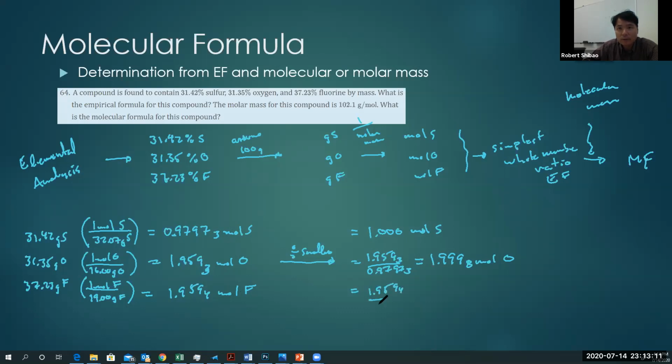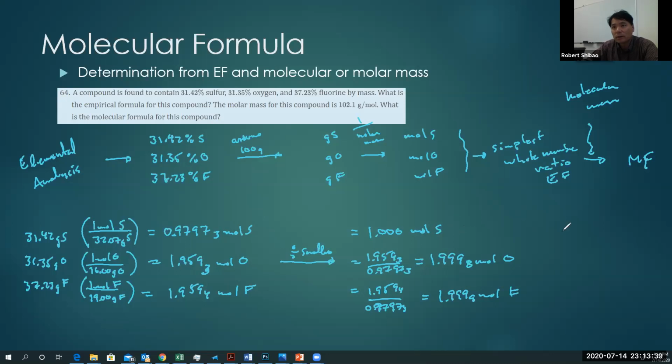Okay, now dividing this one by the smallest is 1.9594 divided by 0.97973. Okay, and this is going to come out to 1.9999 moles of fluorine. And so now what we're going to do is we're just going to round it.